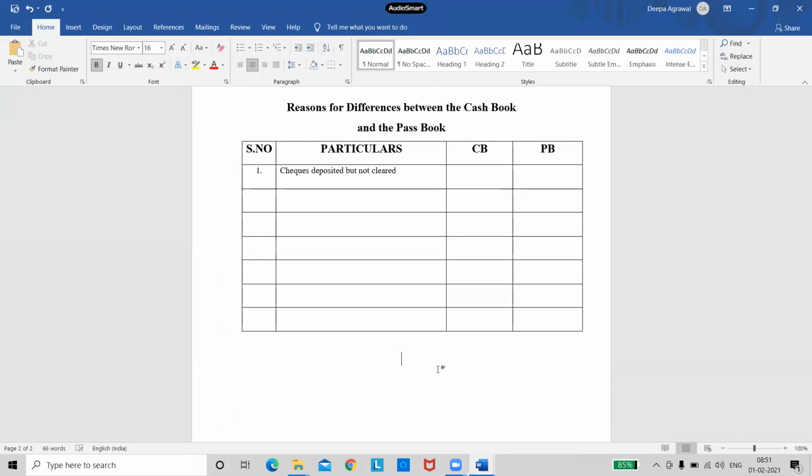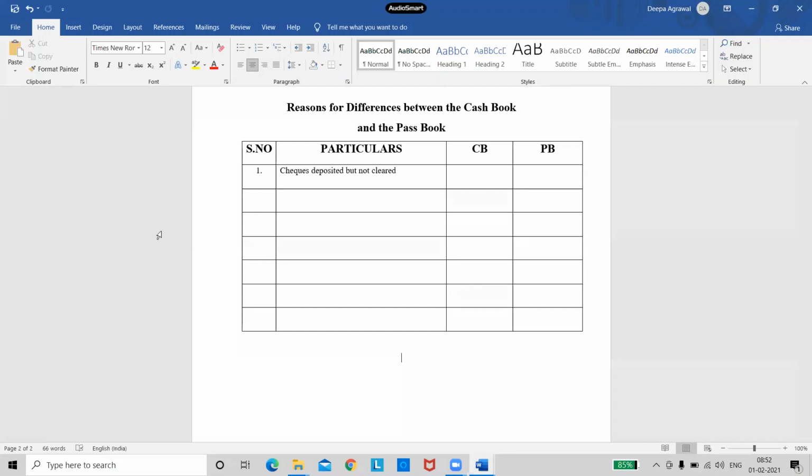Okay, so my first transaction is checks deposited but not cleared. So checks are deposited but they are not cleared. Now what do I mean by this transaction? Can anyone tell me what I mean by this transaction? What does the transaction mean?